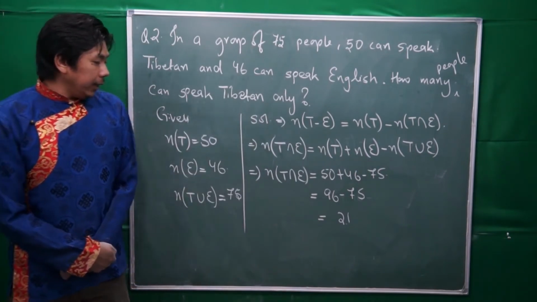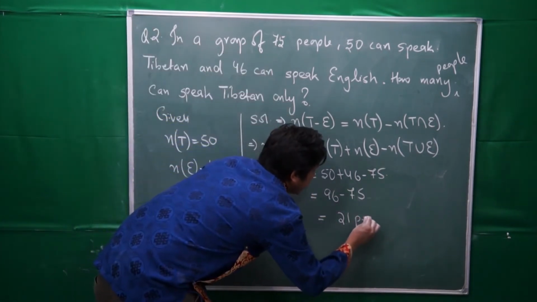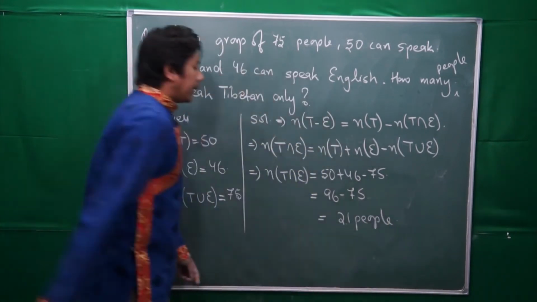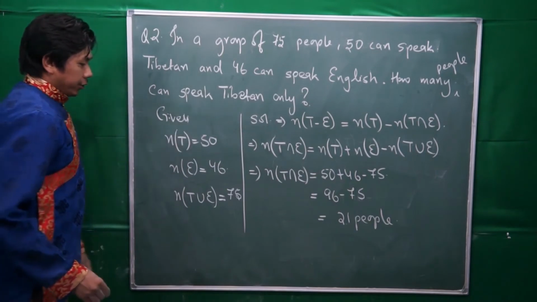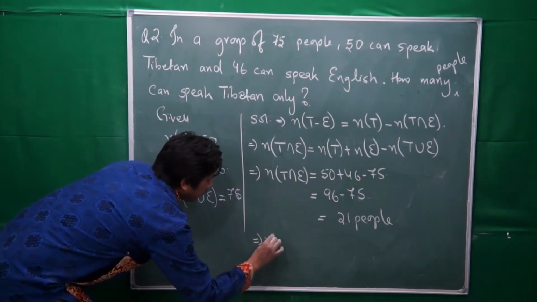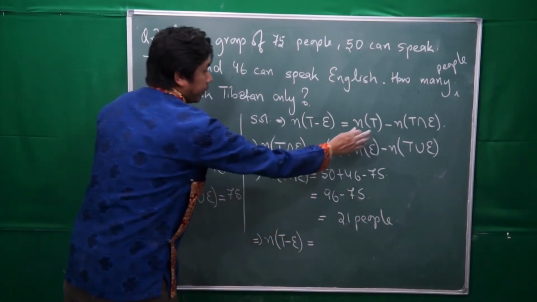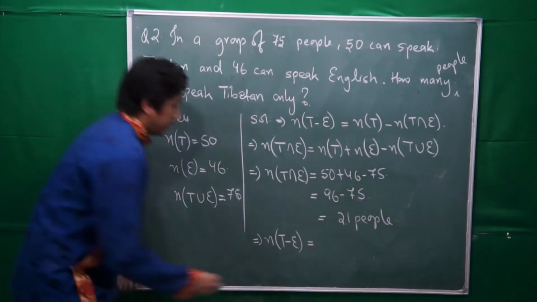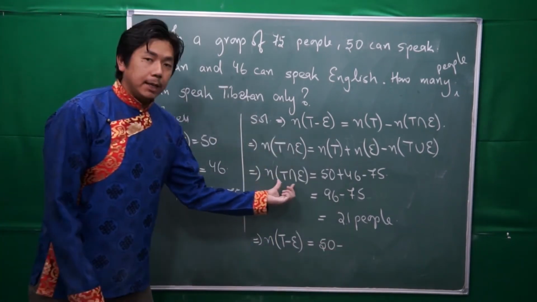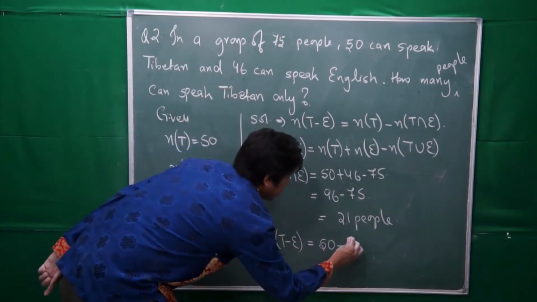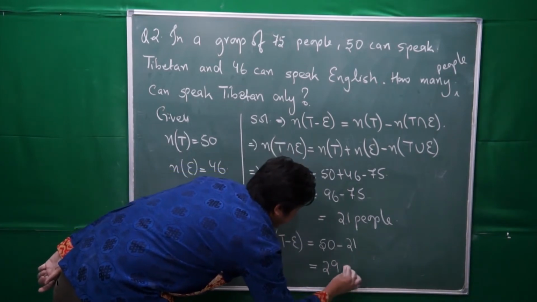So you can see clearly the number of people speaking Tibetan intersection with English is 21 people. Now that being said, we were trying to find how many people speak exclusive Tibetan. So this should be equal to Tibetan minus English equals the number of people speaking Tibetan, 50, minus the number of people speaking Tibetan intersection with English, 21. So this should be 29 people.